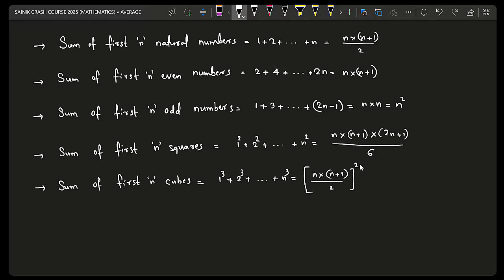So these are the important formulas which are useful in the average chapter. But the proof we will discuss later when time permits. Without proof, you just remember them. Wherever they are useful, we are going to use them.